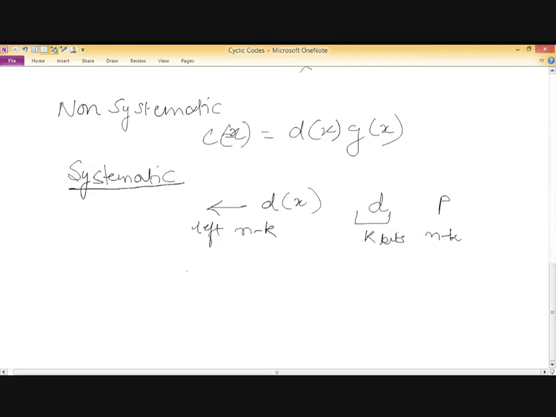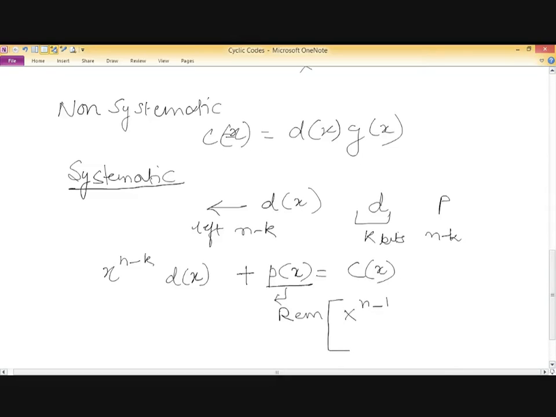Okay, so for that we have shifted that, and we have seen that x to the power of n minus k d(x) plus p(x) should result in a valid code word, where p(x) is the remainder of x to the power of n minus k d(x) divided by g(x).